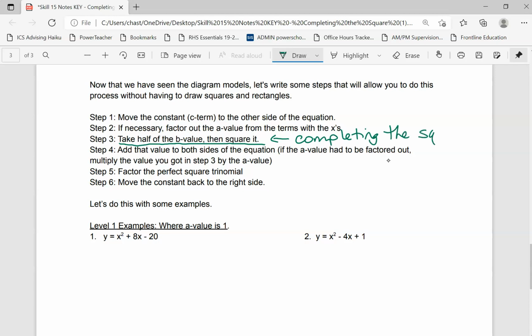So that step is actually the true completing the square process. So we take half of whatever our b value is, and then we square it. And then we're going to add that value to both sides of the equation. If we had to factor an a value out, then we're going to multiply whatever we got in step 3 by that a value before we add it to the other side. Okay? Then we're going to factor the perfect square trinomial and then move the constant back over.